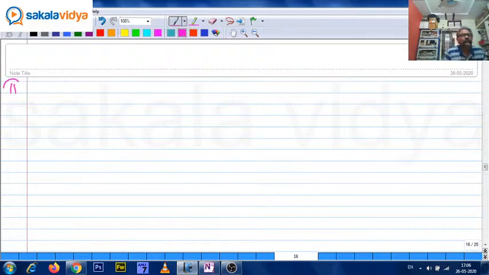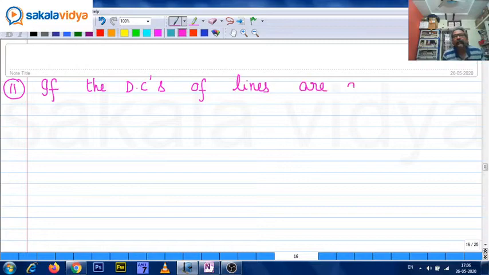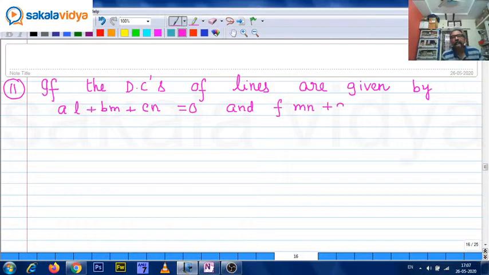Next, 11th point. If the DCs of lines are connected by the relation, given by AL plus BM plus CN equals 0 and FMN plus GNL plus HLM equals 0, that means the direction cosines of the two lines are given by these two relations.